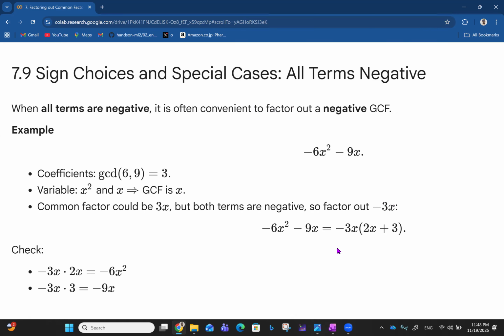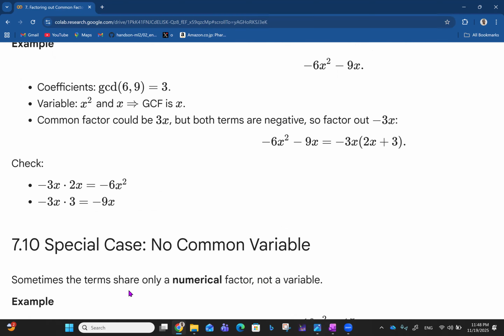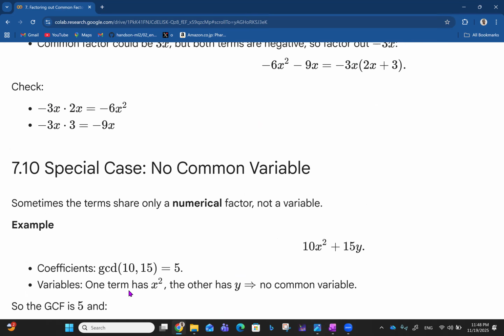So by factorizing out minus 3x, you have reduced your stress, and then you can focus on this. So this is just 2x plus 3. Thankfully, there's nothing else to do after that. So you have minus 3x times 2x, of course, is minus 6x squared. Minus 3x times 3 is minus 9x. So to be sure that what we have done is okay.